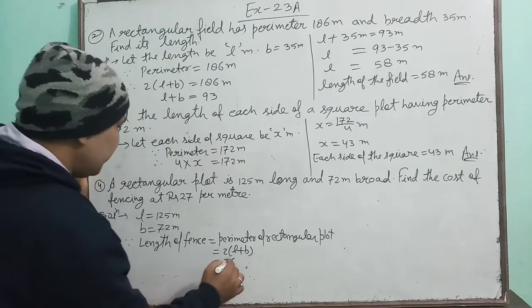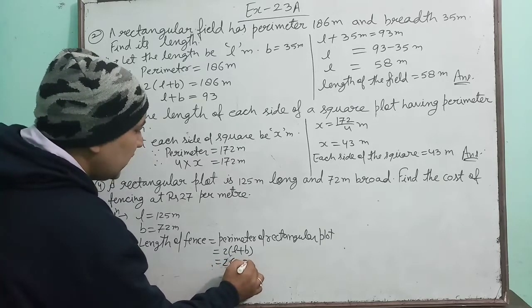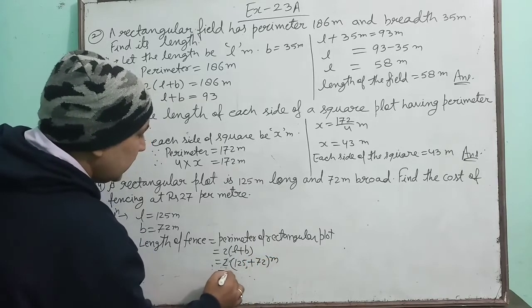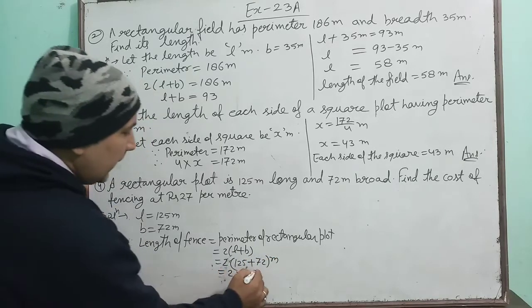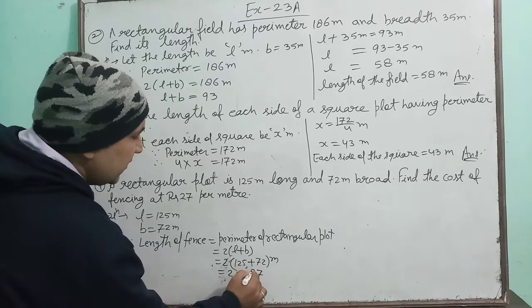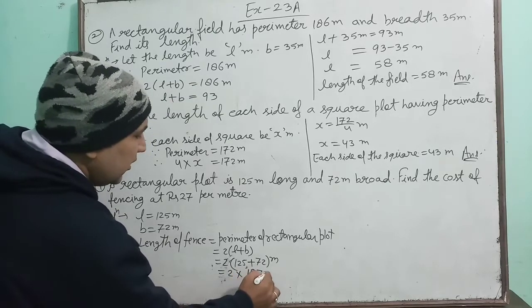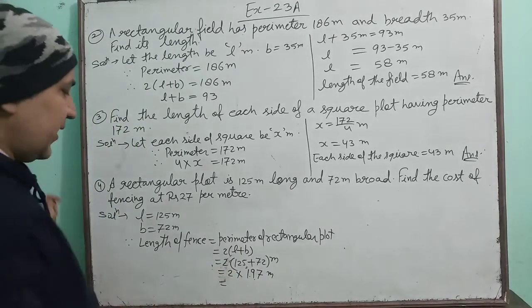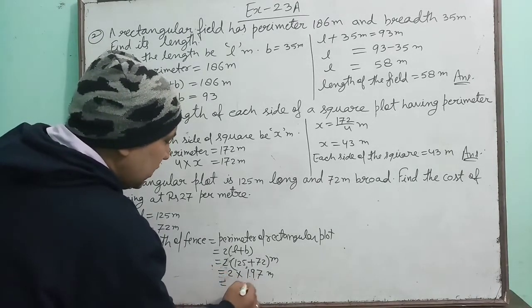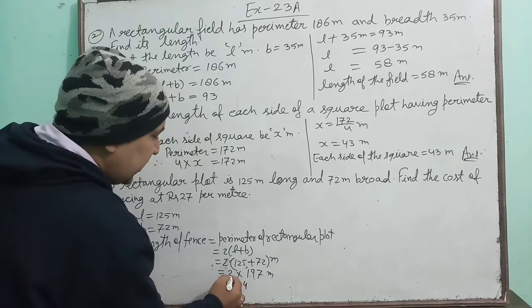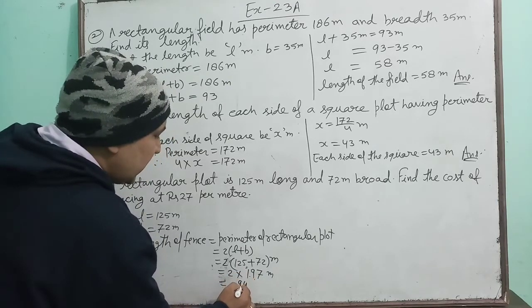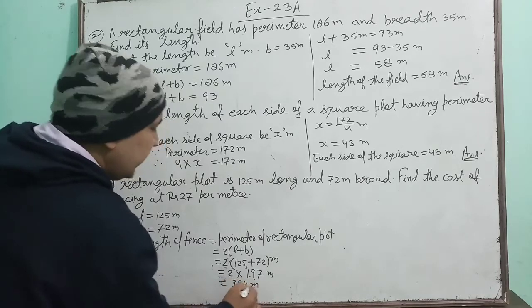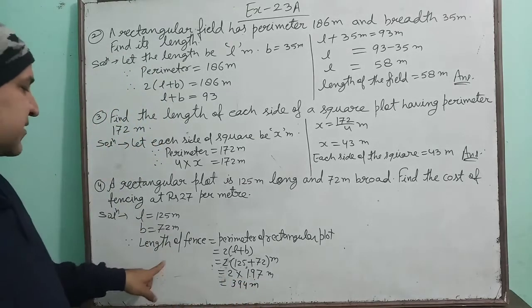Now put the value. Length is 125, breadth is 72 meter. That means 2 into 197. By multiplying, 2 into 7 is 14, 1 carry on, 2 9s are 18 plus 1 is 19, 1 carry on, 2 1s are 2, 2 plus 1 is 3. 394 meter is the length of the fence.